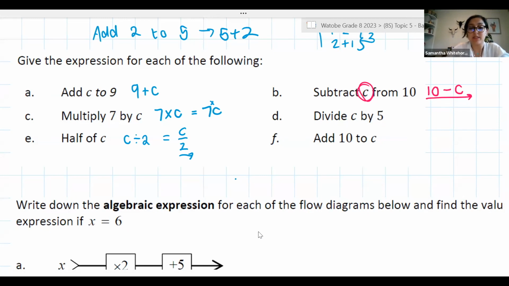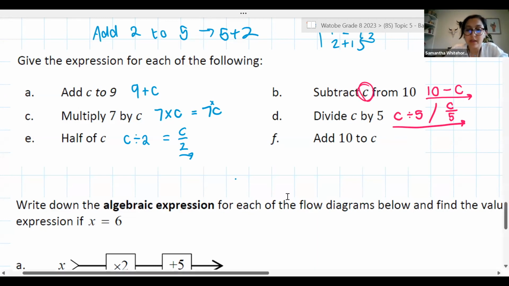Avlela, do you want to help me with D? Oh, sorry, I think I muted you. Sorry, you're going to need to unmute. That was my fault. There we go. D is C divided by 5. Perfect. C divided by 5. If you wrote it as a fraction, C over 5, that's absolutely fine. But importantly, it was divide C by 5. So the 5 had to be our denominator. Very nicely done.